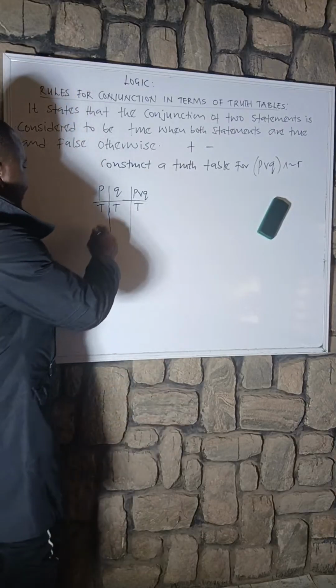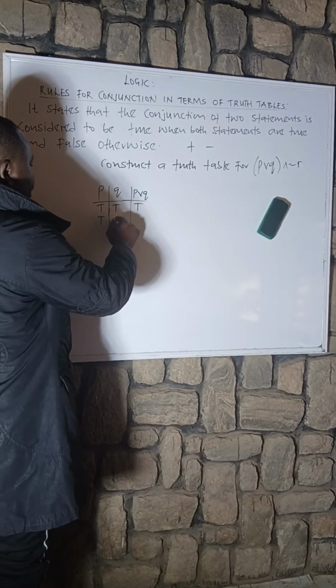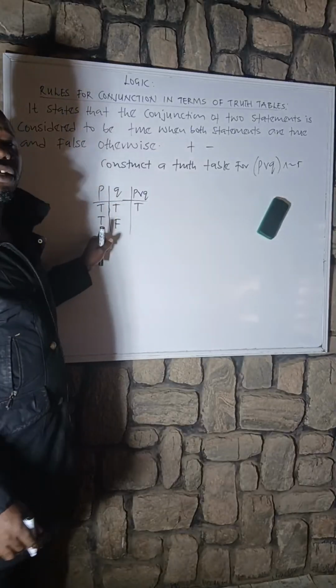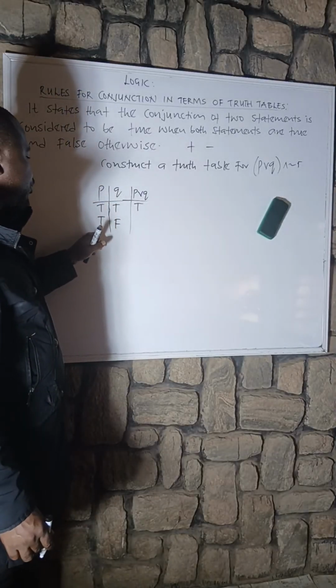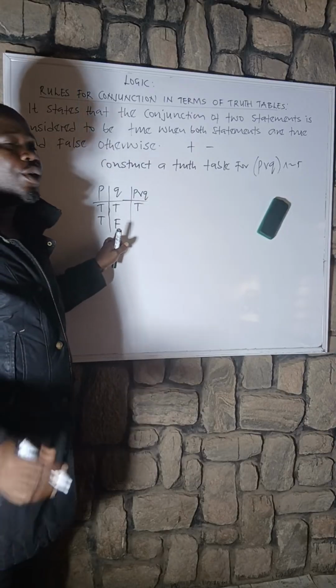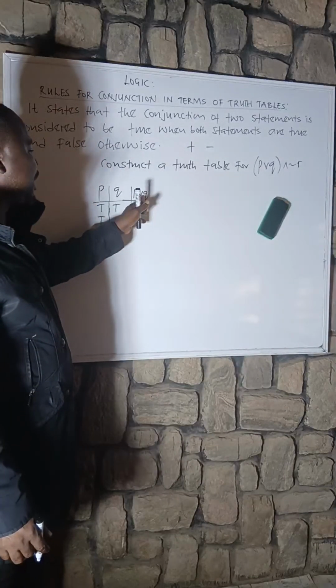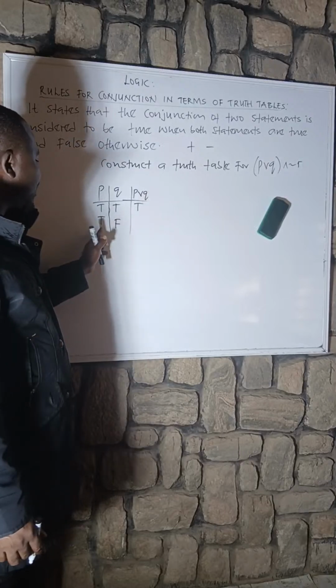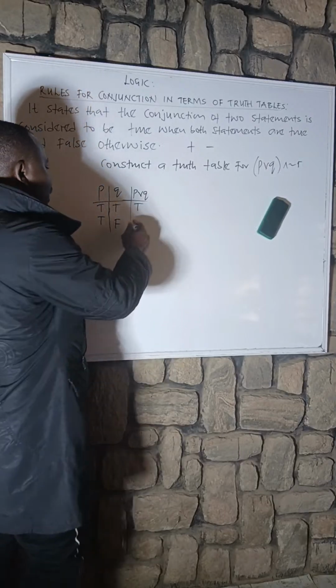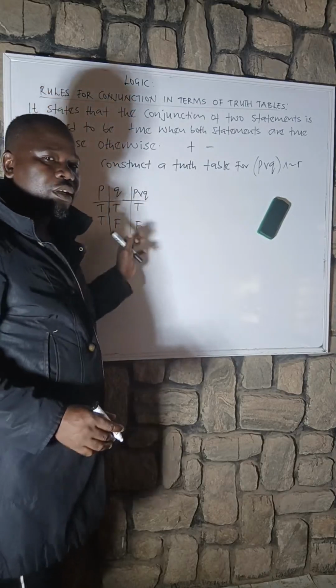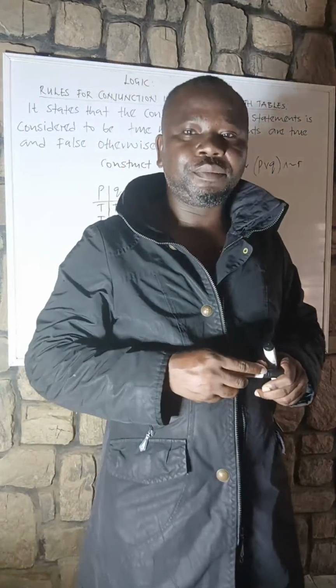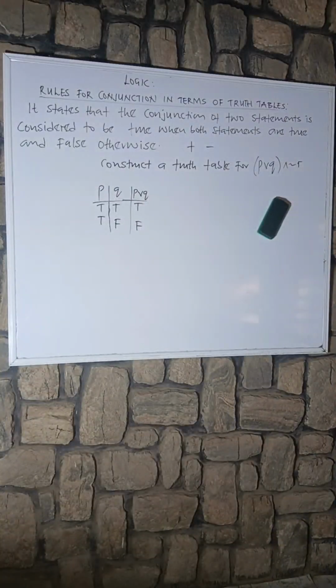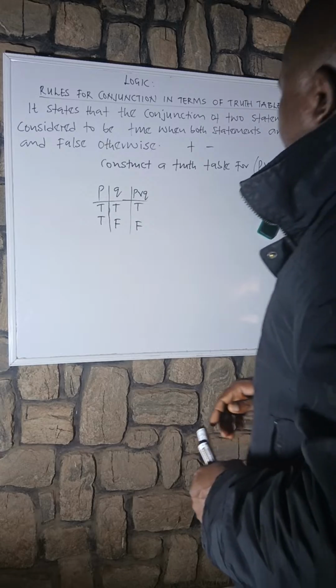But supposing here we have T, F. Can you see now? The conjunction of these two statements, here is true, here is false. As long as it is conjunction and the two statements are not both true, here we are going to write false. That is it. Take note. Do you understand? Are you following? Okay. So far, so good.